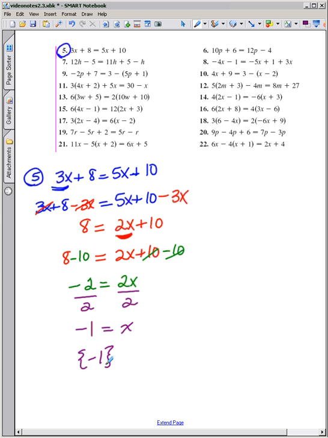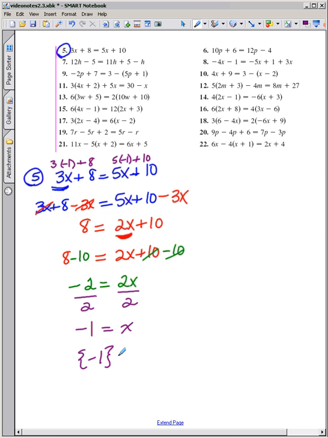We can certainly check, right? What's 3 times negative 1 plus 8? That's negative 3 plus 8, which is 5. What's 5 times negative 1 plus 10? Negative 5 plus 10, which is 5. So both sides are equivalent when we plug in the negative 1, so it checks. Okay.